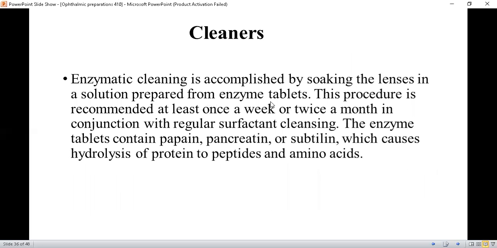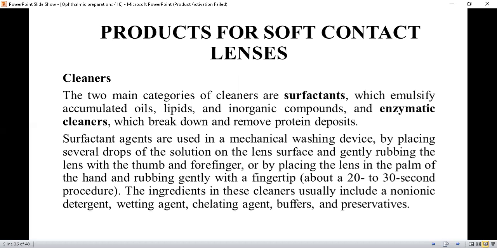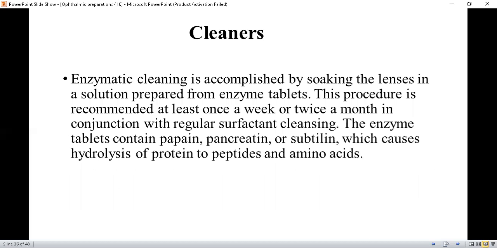So the first category of the products used for the care of soft contact lenses are cleaners. As we have discussed, there are two types of cleaners: number one, surfactants, and number two, enzymatic cleaners. Students, you must have an idea about surfactants, that these are the agents that adsorb themselves at the interface of two surfaces and then show their actions. So the first category of the care solutions for soft contact lenses are cleaners. Now let's proceed further.